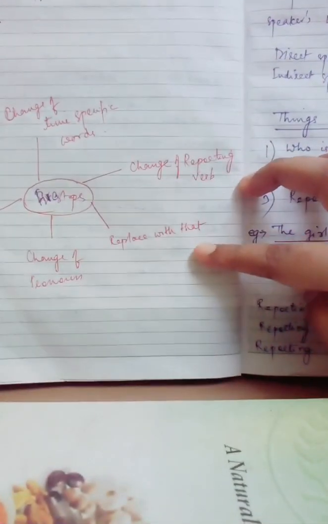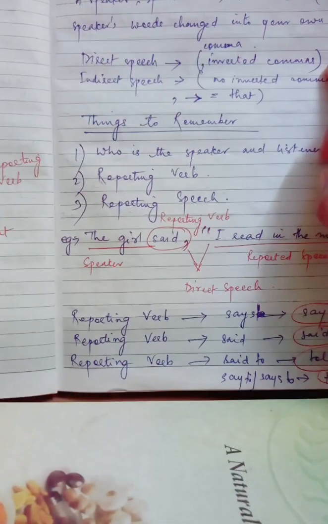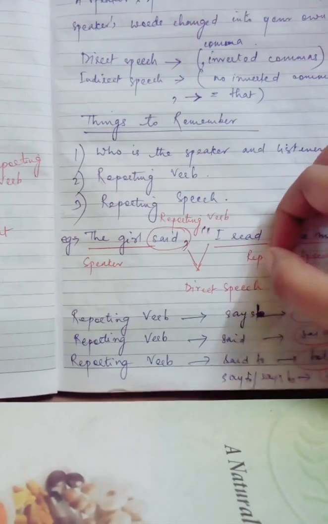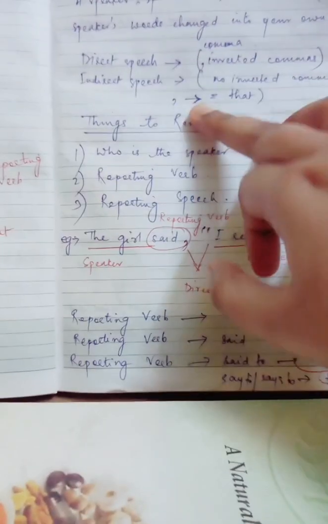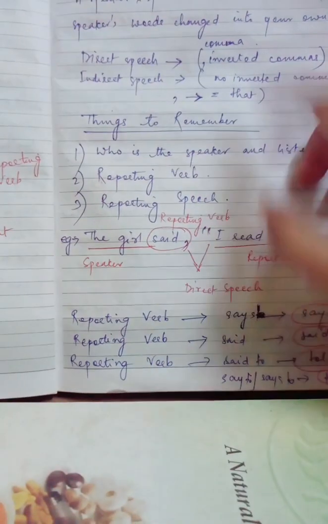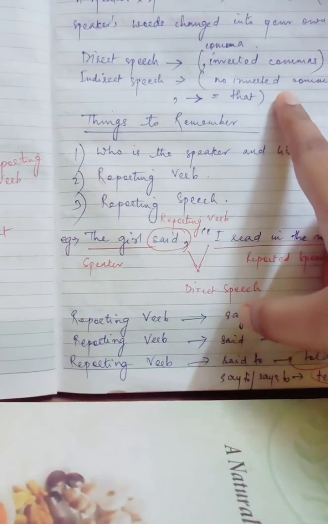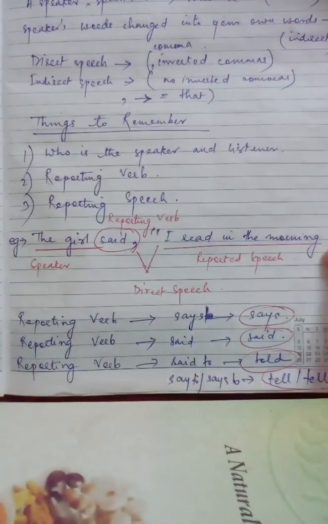Second step is replacement with that. Now this is very easy, as I have told you. Whenever direct speech is in inverted commas, in indirect speech we will not put any inverted commas. There will be no inverted commas. So in replacement of inverted commas, you will use that. So direct speech has inverted commas, in indirect speech no inverted commas. Instead of commas, you write that. So second step also clear.